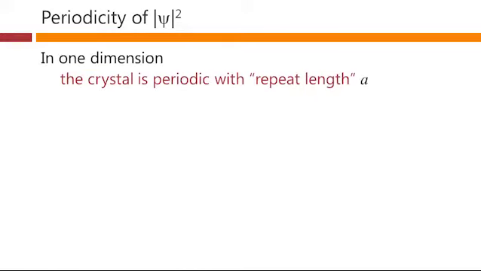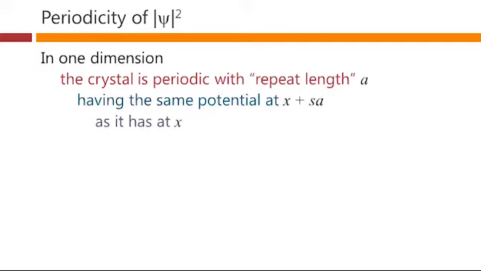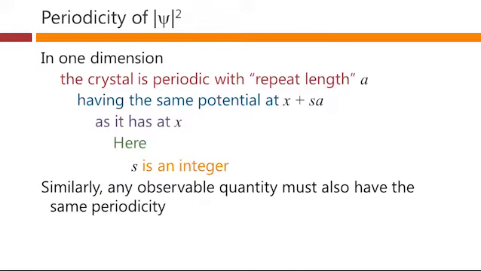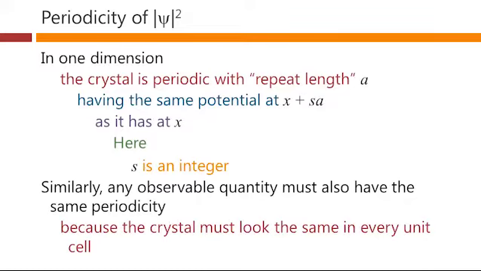Now, in one dimension, of course, our crystal should be periodic with this repeat length, whatever that is. This is the length of our unit cells, and for the moment we're talking about one dimension. And so we should have the same potential at some point x plus s times a as we have at the point x. And of course here s has to be an integer. So we're merely moving over by some integer number of unit cells in this one direction. So any observable quantity must also have the same periodicity, because the crystal has to look the same in every unit cell.